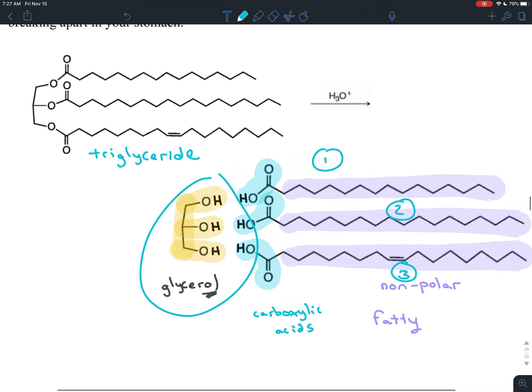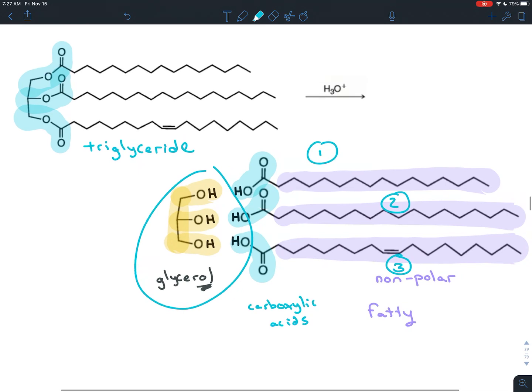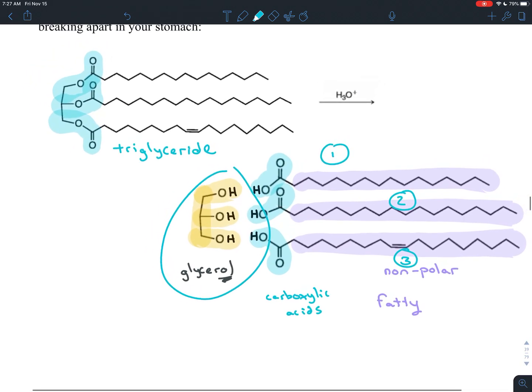And notice what the overall change is in this reaction. The triglyceride is a triester. Carbon double bonded oxygen, single bonded to an ether. Carbon double bonded oxygen, single bonded to an ether. Carbon double bonded oxygen, single bonded to an ether. You have 3 esters. So it's a triester. All 3 of those esters come apart, give you 3 carboxylic acids and 3 alcohols. Now all 3 of those alcohols happen to be on one carbon chain, but there you have it.